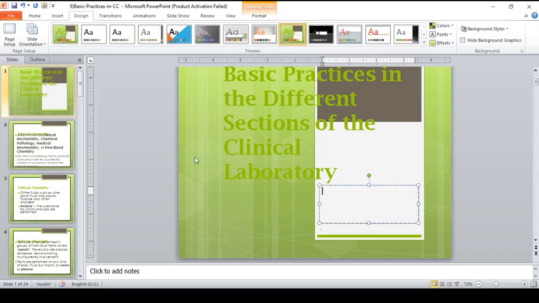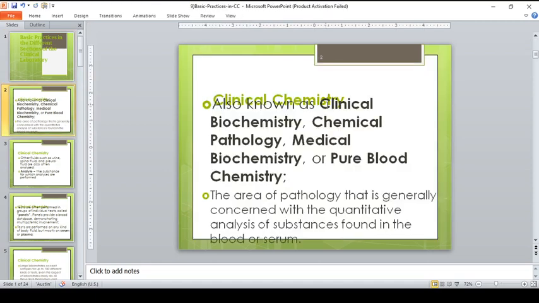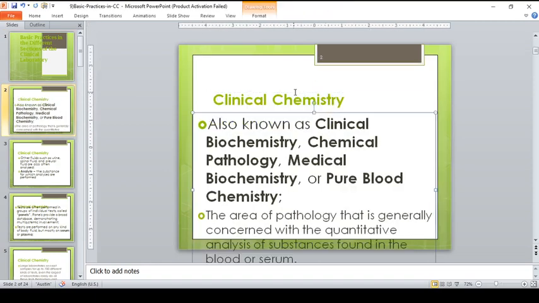Okay, so hi guys. For this topic, we will be discussing the basic practices in the different sections of the clinical laboratory. We will be discussing first the section of clinical chemistry, and then the clinical microbiology and the clinical microscopy. Okay, so that is for the first part. Okay, for clinical chemistry.